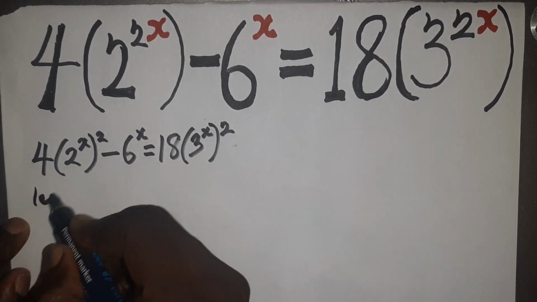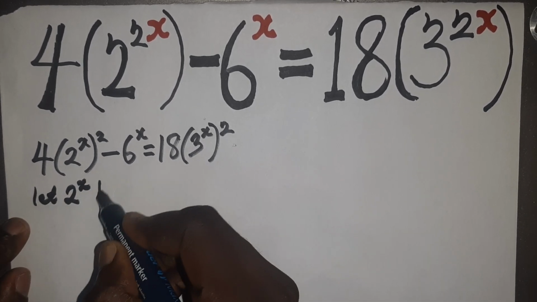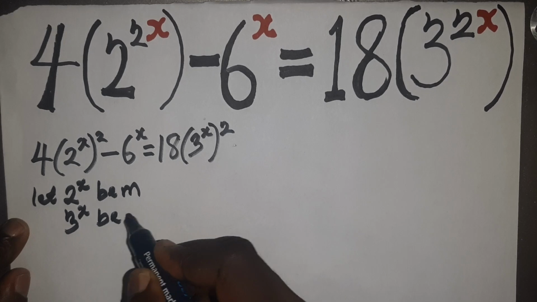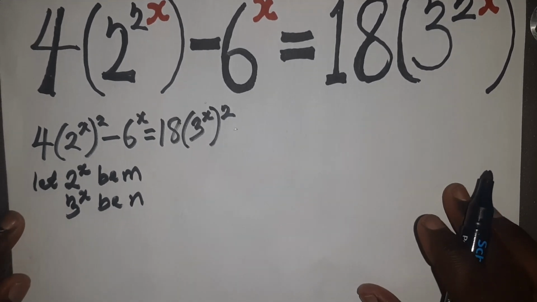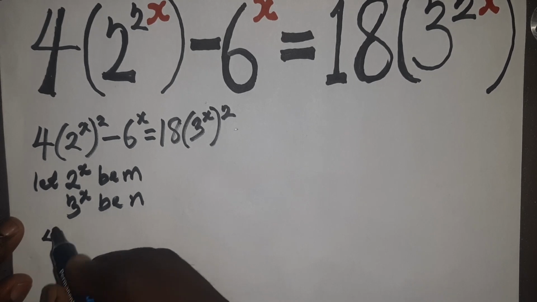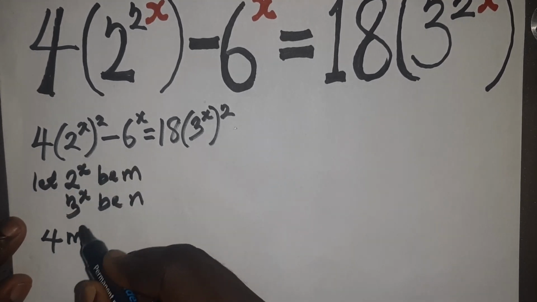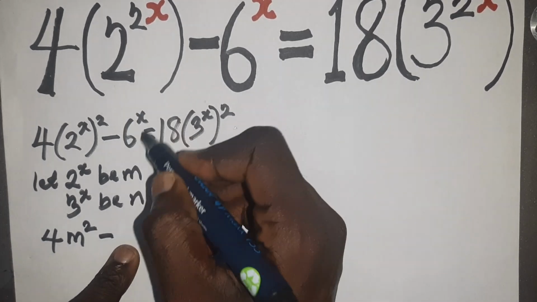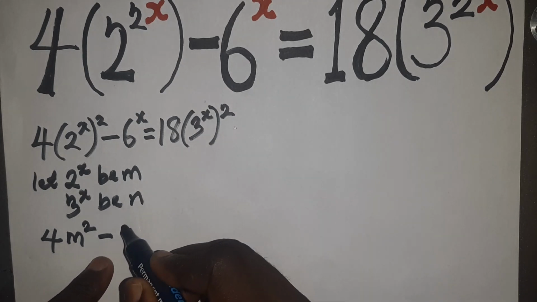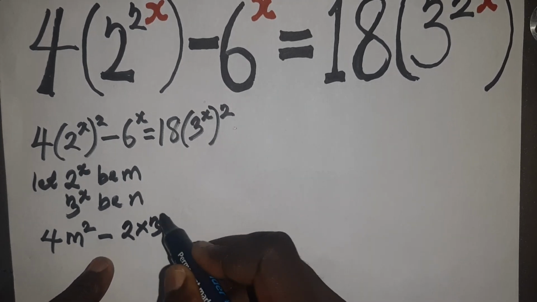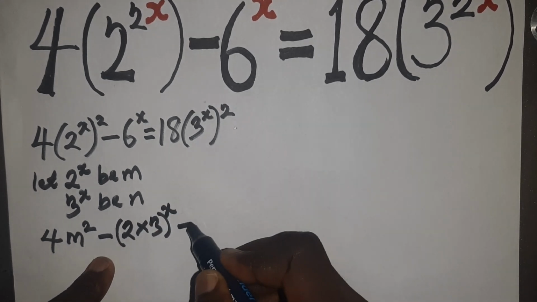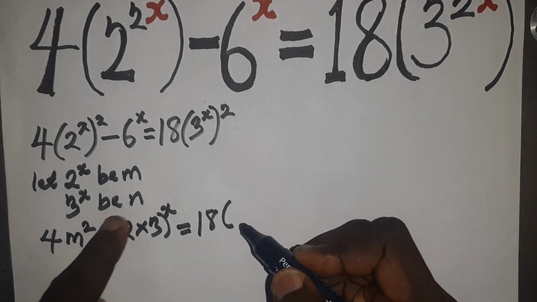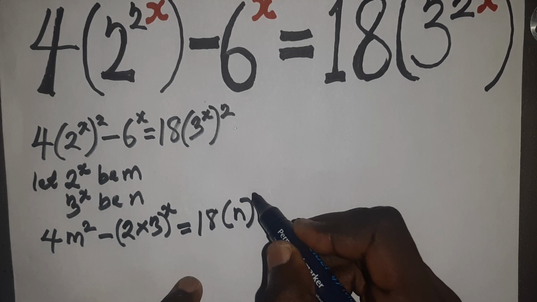You can now say let 2 raised to the power x be m and 3 raised to the power x be n. Then rewriting the equation, we can now have 4, this is now m, 4m raised to the power 2 minus, we can even rewrite this 6 raised to the power x to now become 2 times 3 raised to the power x equals 18 bracket 3 raised to the power x is n raised to the power 2.